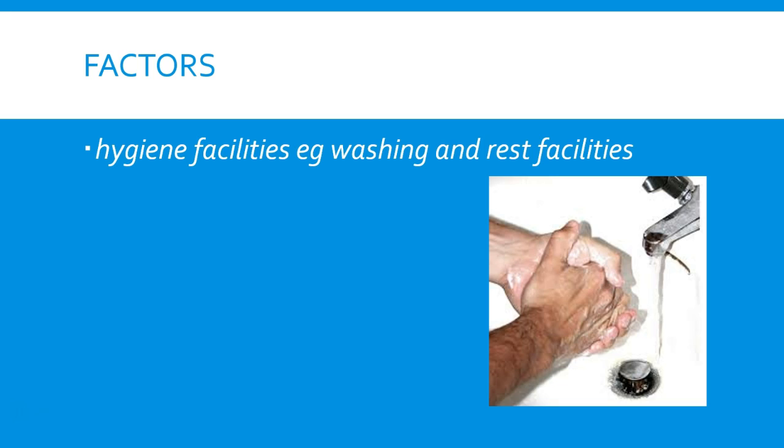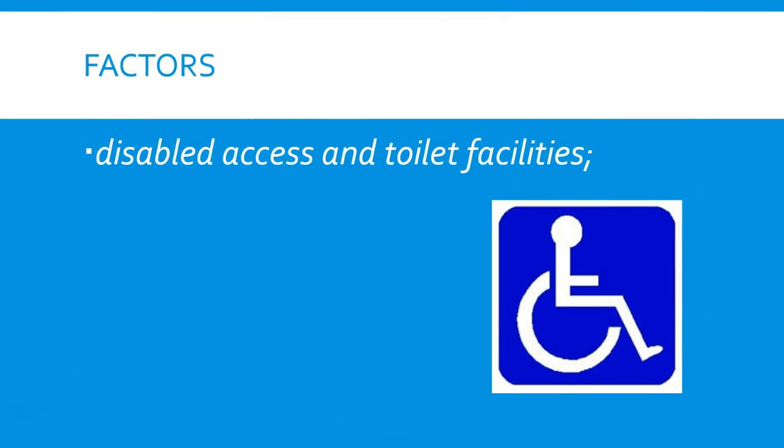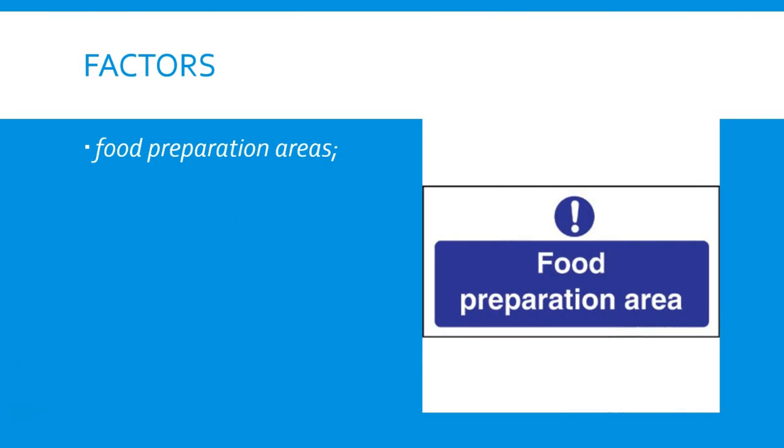Any hygiene facilities, washing and rest facilities, basically toilets, soap dispensers, things like that. Disabled access, that's not just including the toilet facilities, that's including ramps and lifts and things like that. It might be worth looking around and seeing what you can find out. Food preparation areas, as we said, there's quite a few kitchens, have a look.